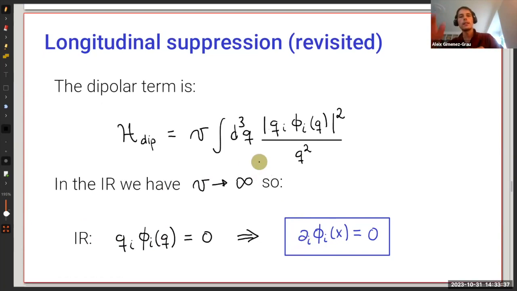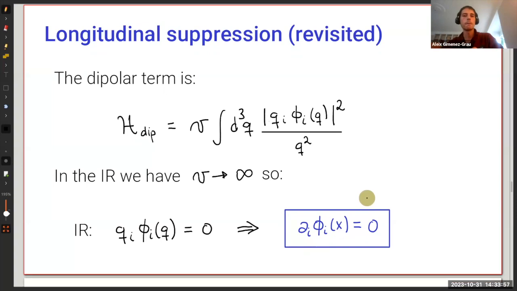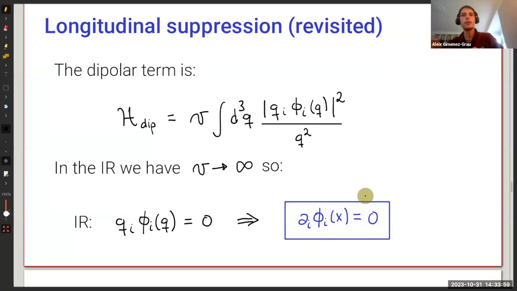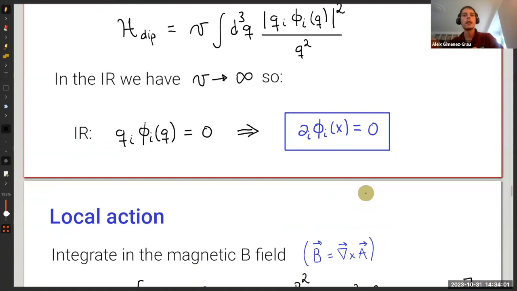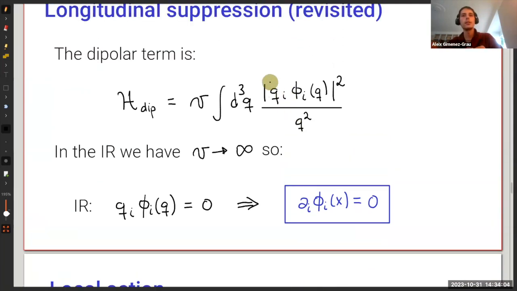So that's heuristically what this dipolar term is doing. It's suppressing longitudinal fluctuations, but the transverse fluctuations stay the same. That's one way to think of the effect of dipolar interactions. Let me give a different perspective on what's going on. This action here is non-local, but actually I can describe the same physics using an action that is perfectly local.